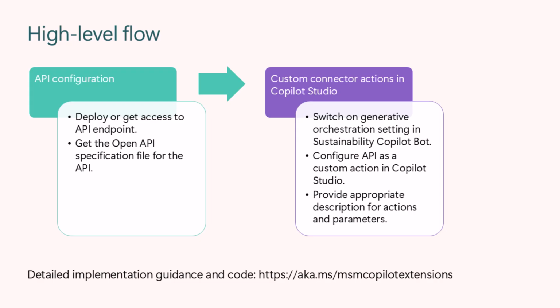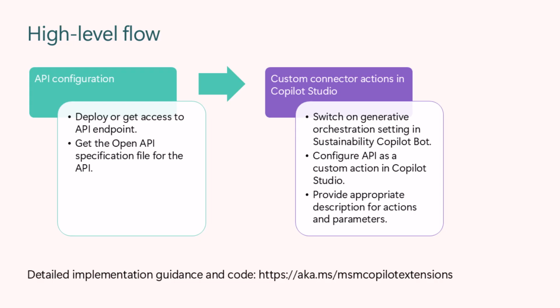This configuration contains these two high-level steps. Step 1 is API configuration. If you have enterprise APIs that you want to use in this use case, begin by getting the endpoints of the API. If it's a sample API, please deploy and note the endpoint. Retrieve the Open API specification file, which provides details on the API endpoints, input, and outputs for various methods in the API. This is needed to configure the action in the agent.